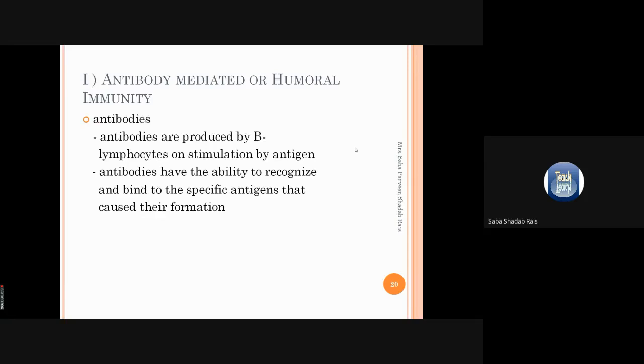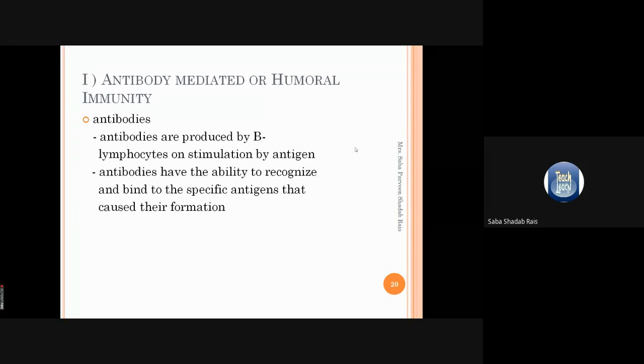Antibody dependent cell mediated cytotoxicity means the antibody binds to the organism via its Fab region, and a large granular lymphocyte, the natural killer cell, attaches to the Fc region and kills the organism, and it releases a toxic substance called perforin. So this is called antibody mediated cytotoxicity, because the antibody is involved in the cytotoxicity of that particular system.